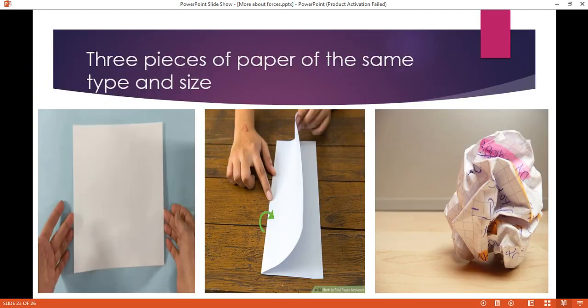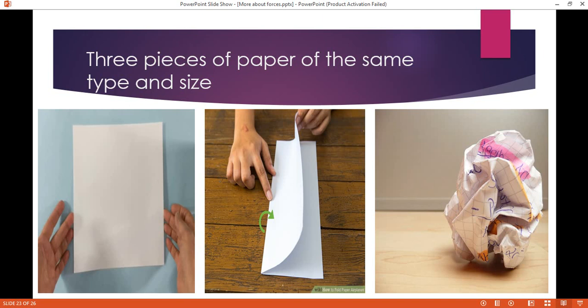Okay, look at this. There are 3 pieces of paper of the same type and size. If you let them go from the same height at the same time, which do you think will fall to the ground first? The first one is not folded, the second is folded, and this one is crushed. What do you think? Which one will fall to the ground first? Of course, the crushed paper, because it has a small surface area.